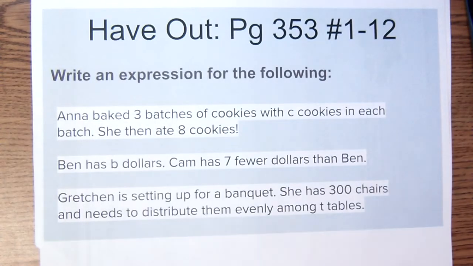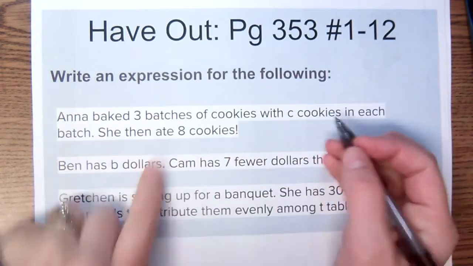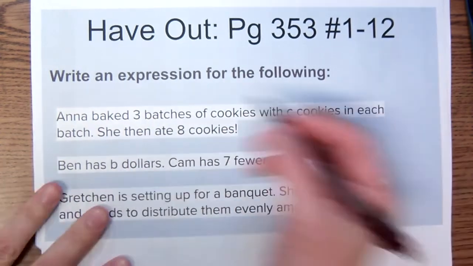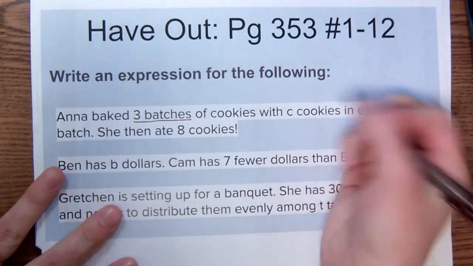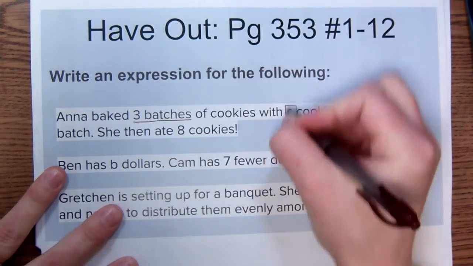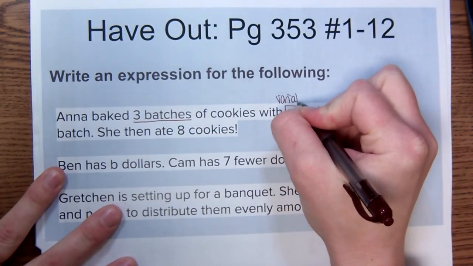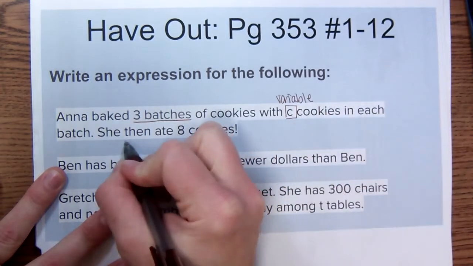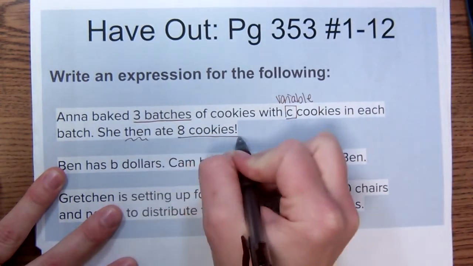And pause and do these expressions, right? Expression, now remember, an expression has to have a variable, an operation, and one number or more, all right? Okay, so let's look at the first one. Anna baked 3 batches of cookies with C cookies in each batch. So she made 3 batches, C cookies, that's our variable. And then she ate 8 cookies.